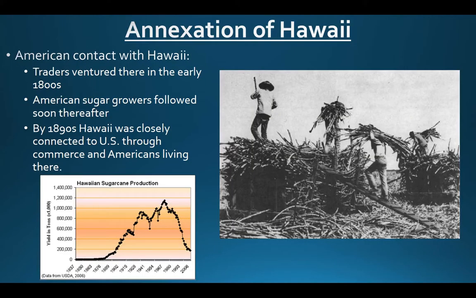Let's talk a little bit about the annexation of Hawaii, right? So the Americans had made contact in Hawaii in the early 1800s, and traders are really going to start to venture there. American sugar growers are going to follow, and by the late 1890s, Hawaii is going to be closely connected all this time to the United States through the Americans that are living there. You can see the increase in sugar cane production from our data from the USDA at the bottom, and a picture of workers gathering all of this sugar cane. And that's going to be the predominant crop that's brought from Hawaii.